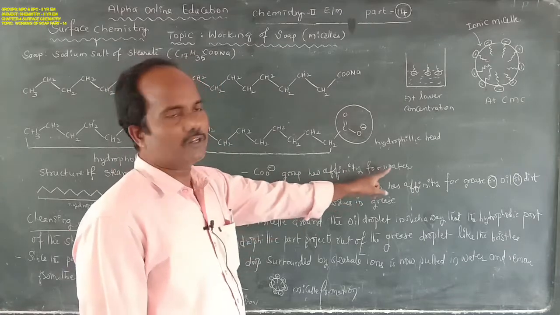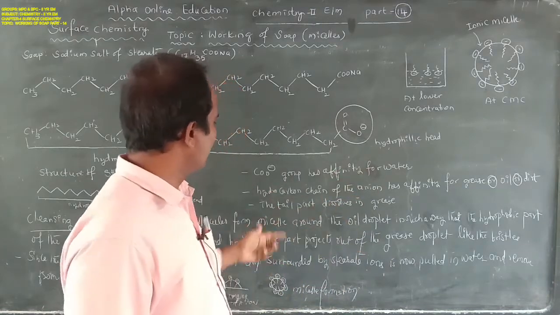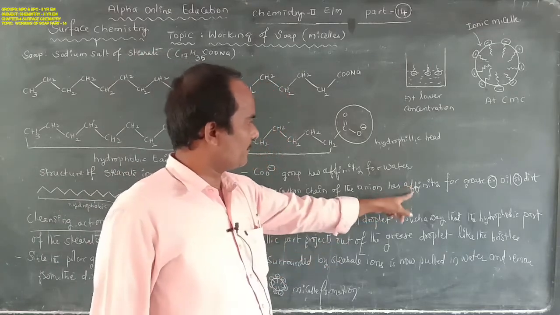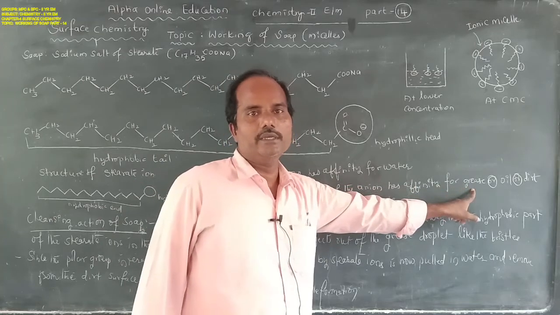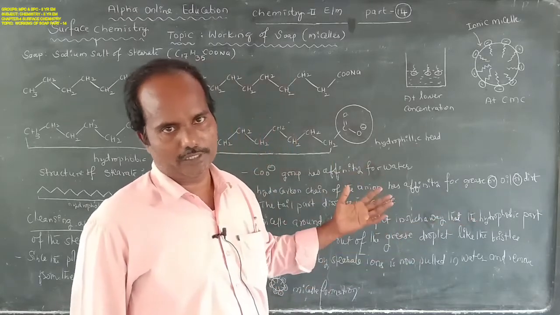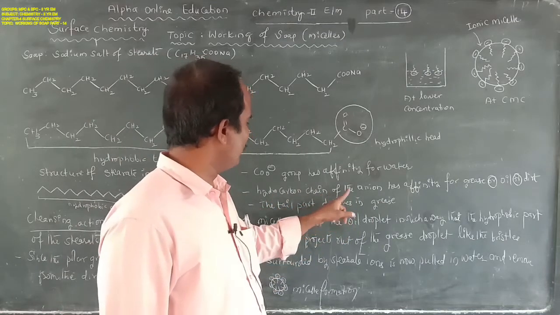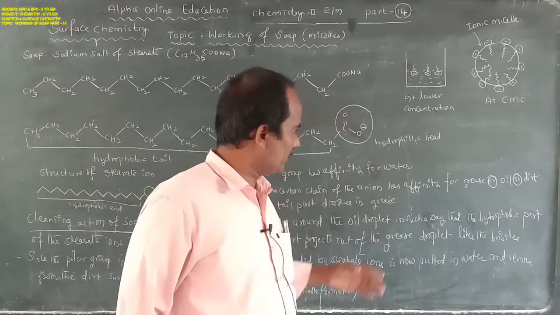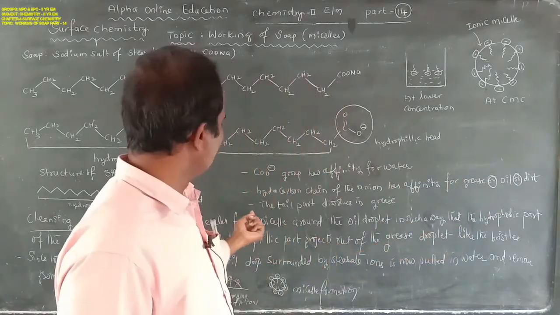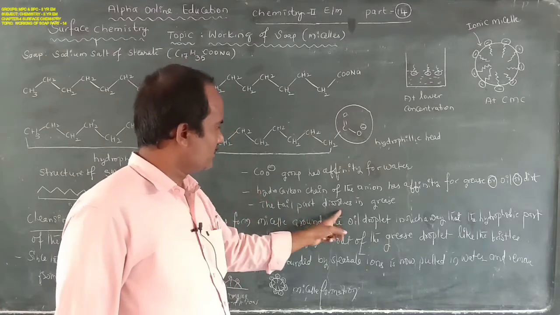Next, let's see that the carboxylate group, because of its polarity, has affinity for water. It can easily interact with water. The hydrocarbon chain of the stearate anion has affinity for grease. Let's see how soap acts on dirt or grease particles. Because of its hydrophobic character, the hydrocarbon chain has affinity for grease, oil or dirt. Due to this, the tail part, the hydrophobic part, dissolves in grease.